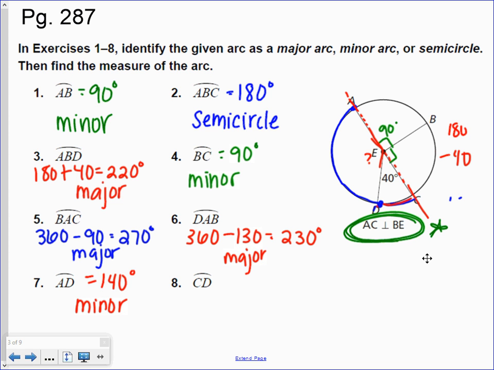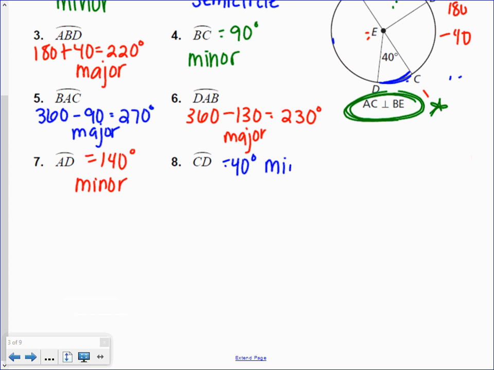And then CD, the last one. Oh, this one's not bad at all. I'm going to erase all this. CD, this one here, 40 degrees, which is going to be a minor arc.